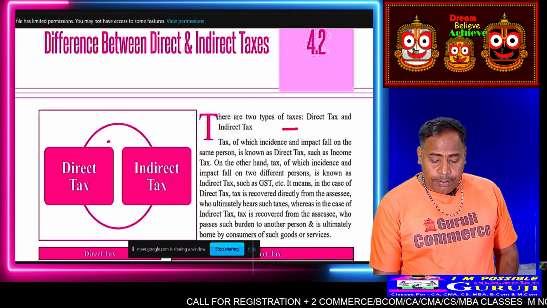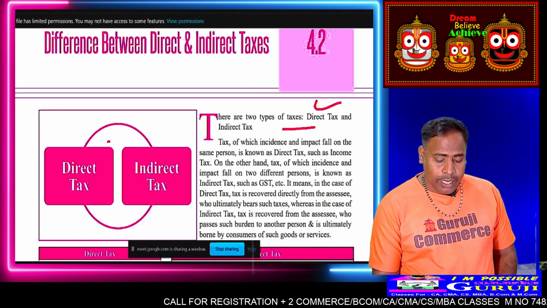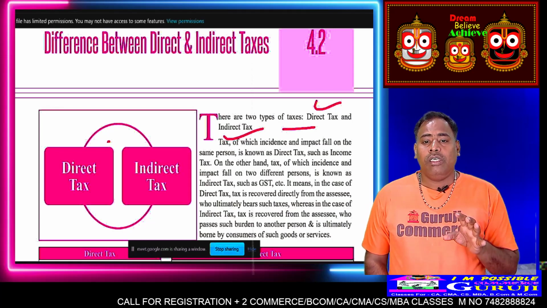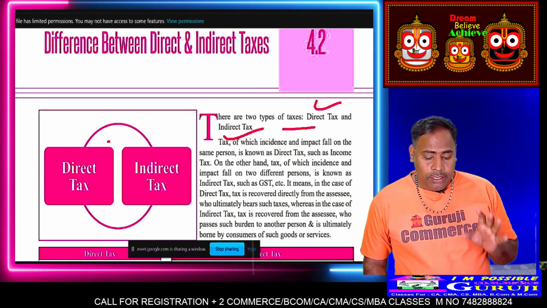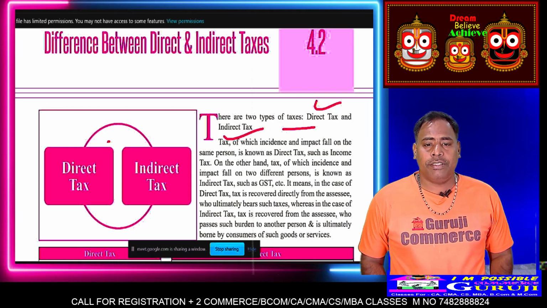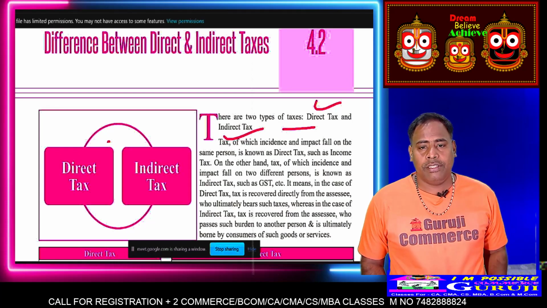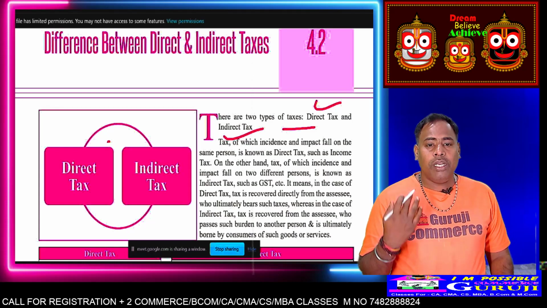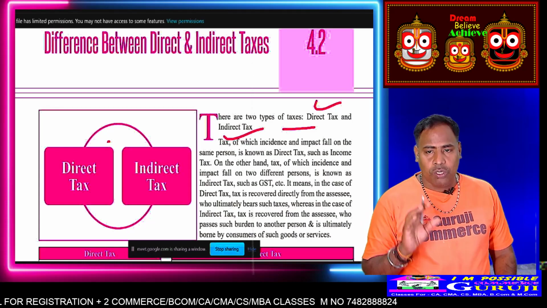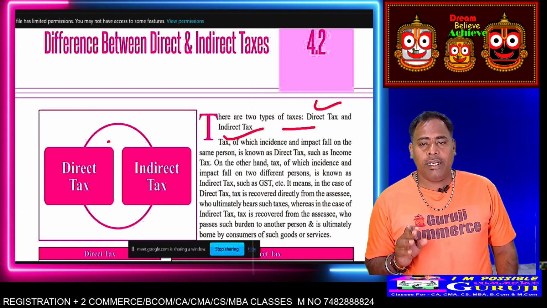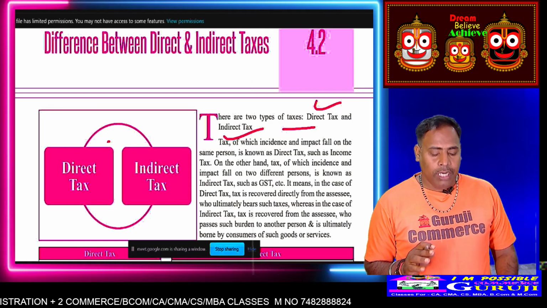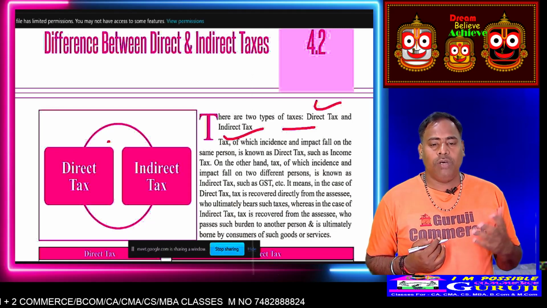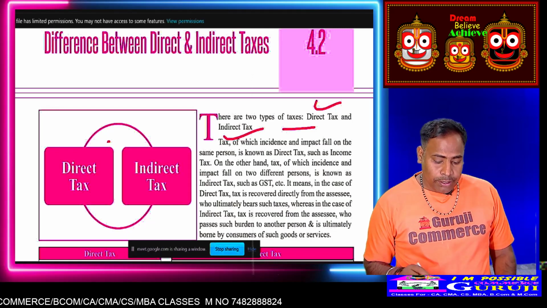There are two types of taxation: direct tax and indirect tax, as I told you. The direct tax is levied on the income of the person, for example income tax, whereas indirect tax is levied on particular goods or services rendered, meaning on supply, that is GST. Earlier there was VAT or CST, and now it is GST.